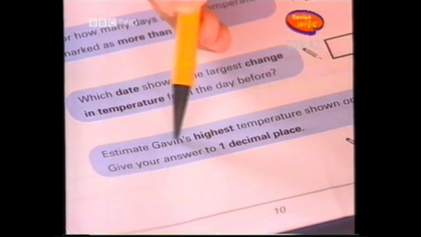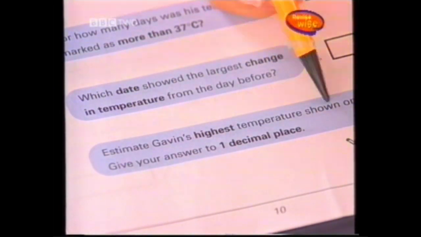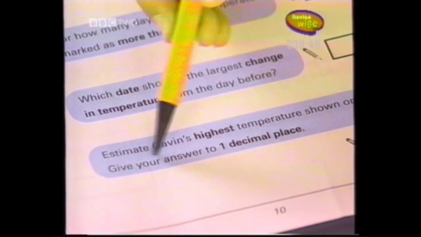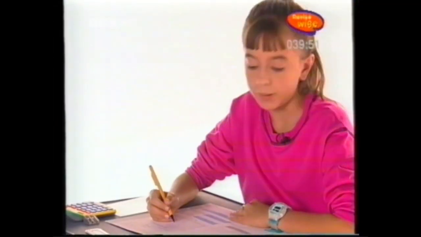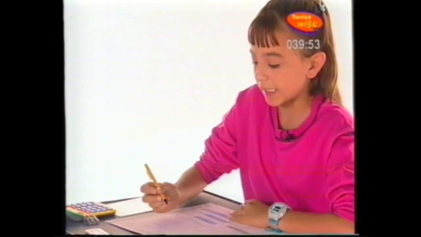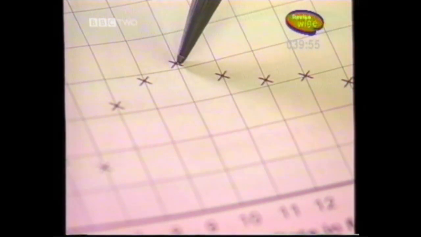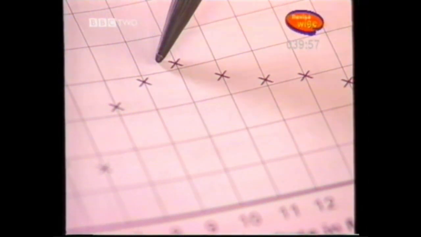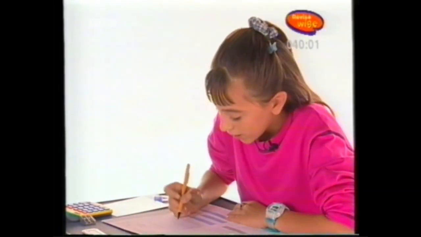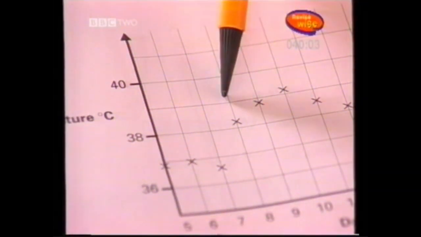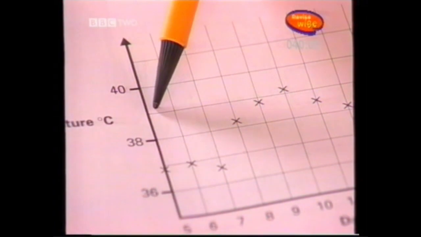It says, estimate Gavin's highest temperature, shown on the graph. Give your answer to one decimal place. OK, so the highest temperature will be where the graph is at its peak. That's here. Yes, but what's his actual temperature? Oh, I run along the line to the temperature axis and read off what it says. That's... Oh, it's not by a number.